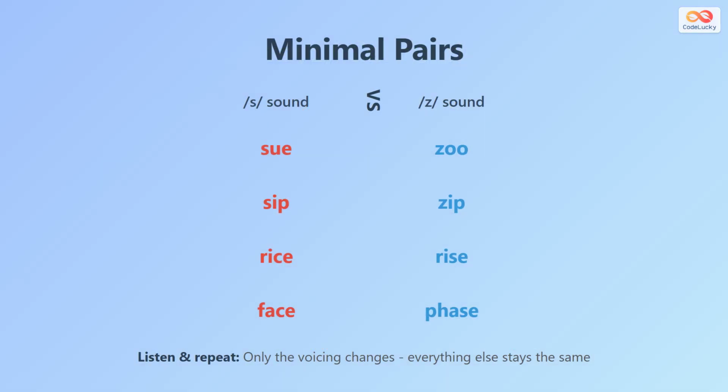Now we're going to practice with minimal pairs. A minimal pair consists of two words that differ in only one sound. Our first pair is Sue versus zoo. Both words have the same vowel and the same ending, but the beginning sound is different. One is S, one is Z.